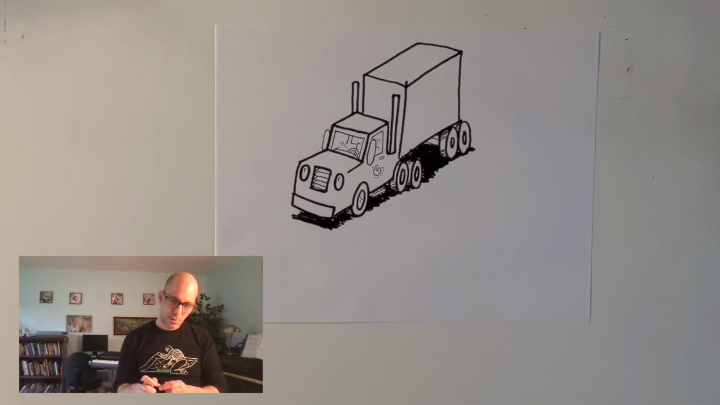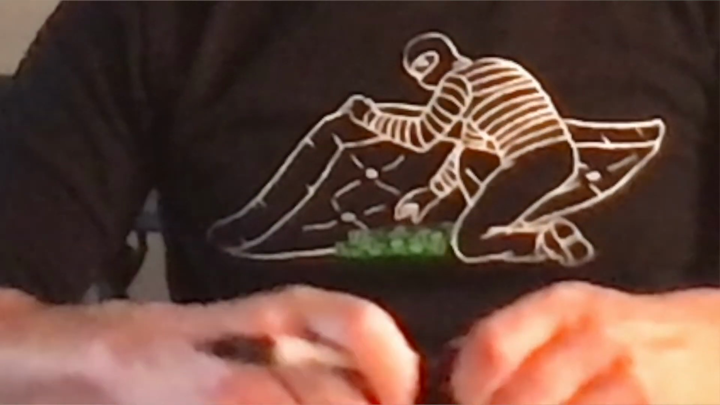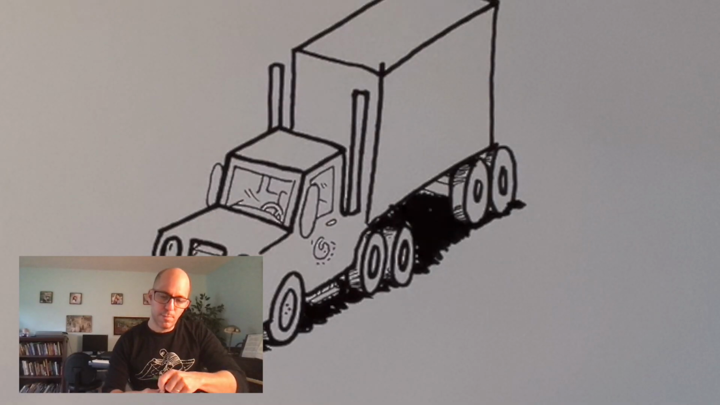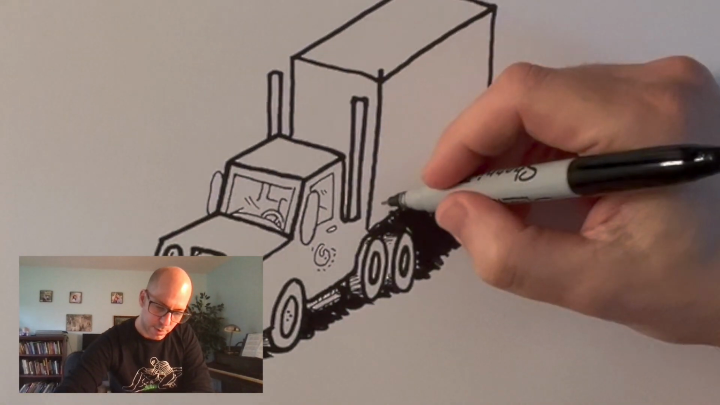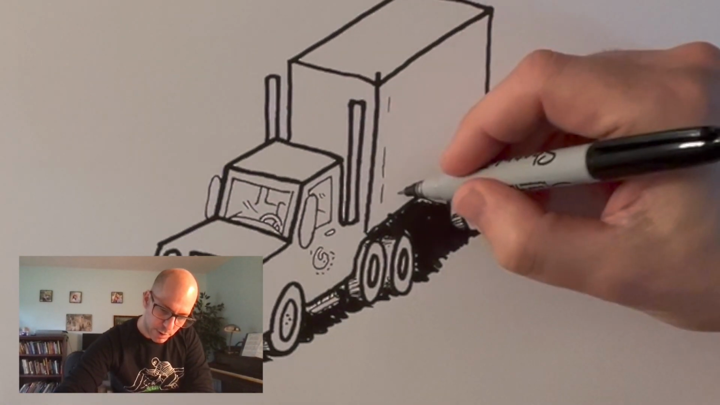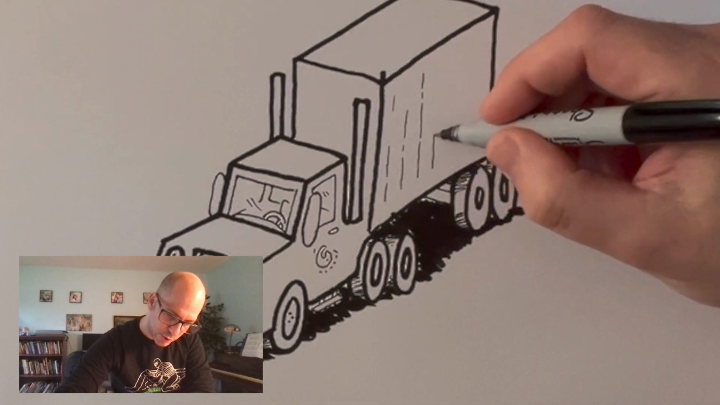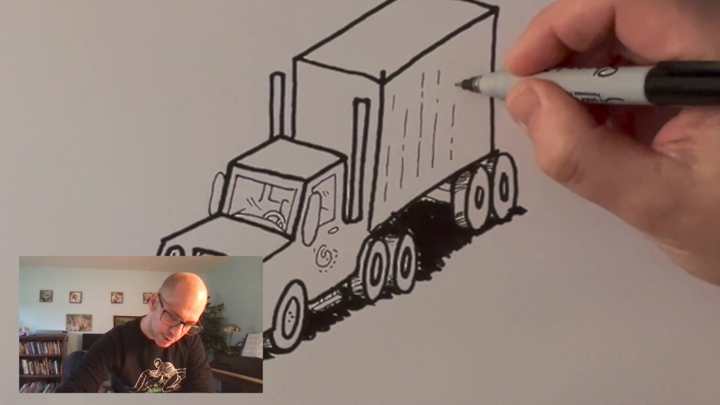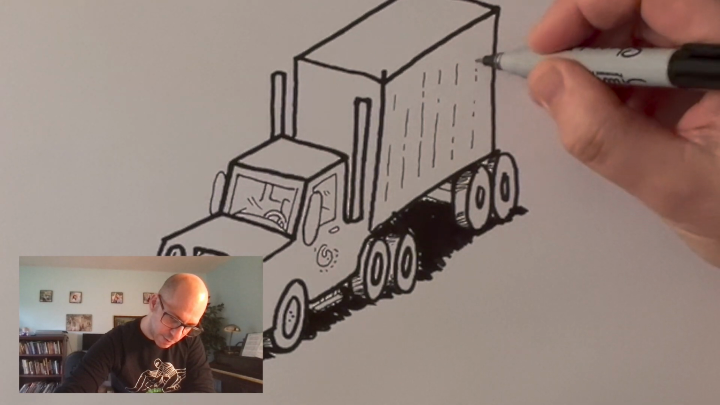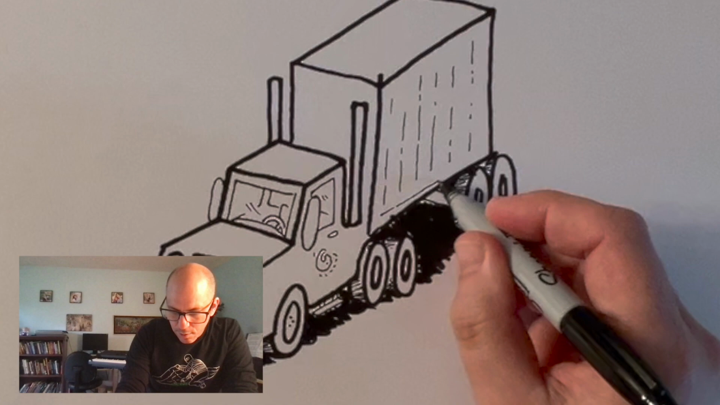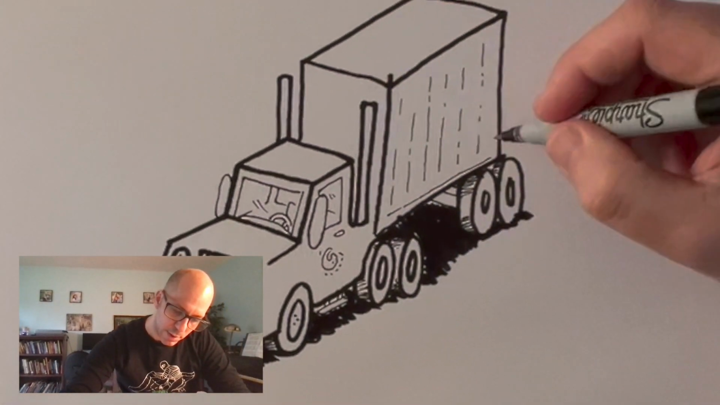Alright, so there's my truck. I'm having pen cap difficulties. There we go. What you could do here, do some straight up and down lines to kind of give it that truck trailer texture. You notice that they're all in the same direction, but some of them are barely lines, right? But that helps kind of give it that texture.